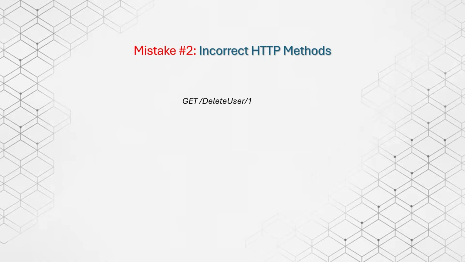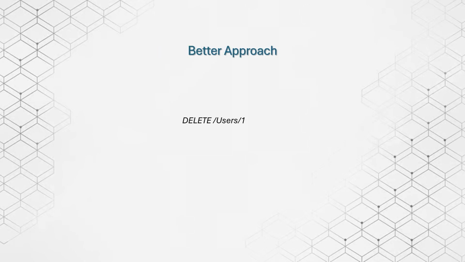GET requests should retrieve data, not modify it. Using the wrong HTTP methods can lead to unexpected behavior and security concerns. Use HTTP methods according to their intended purpose. This makes APIs more predictable and easier for other developers to understand.